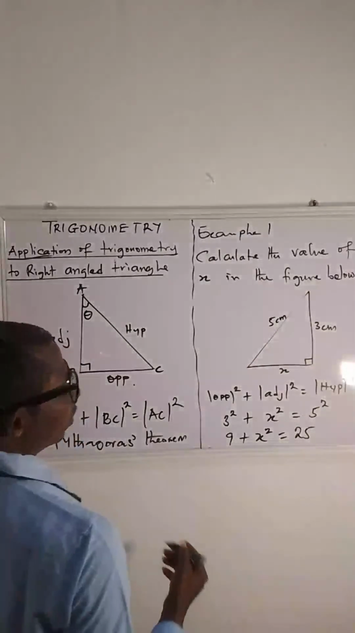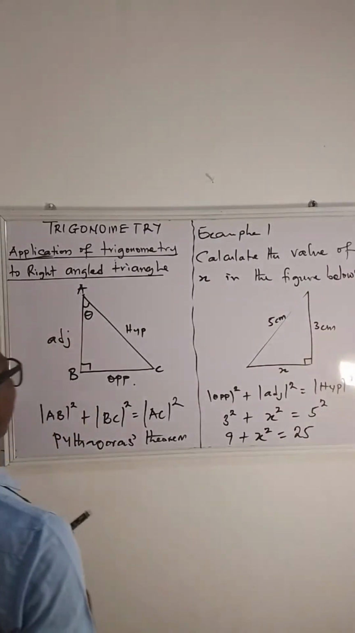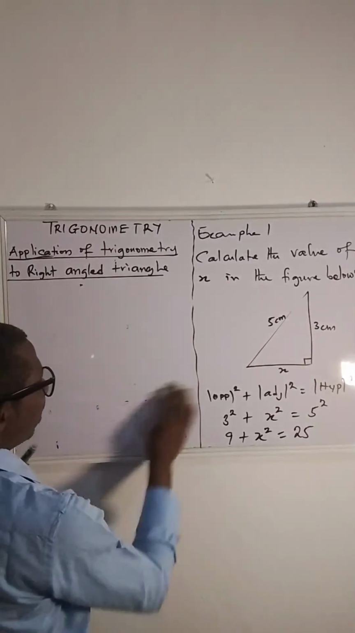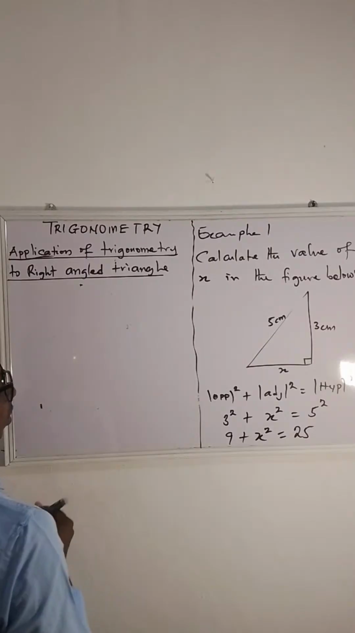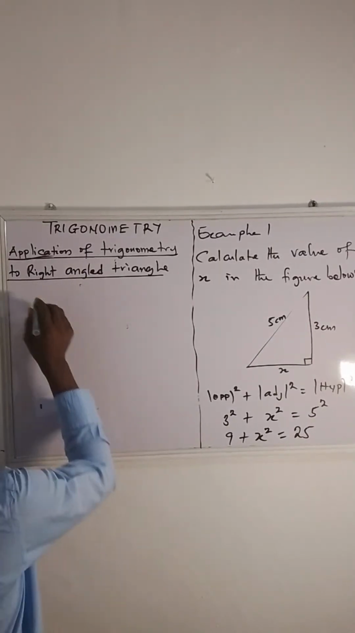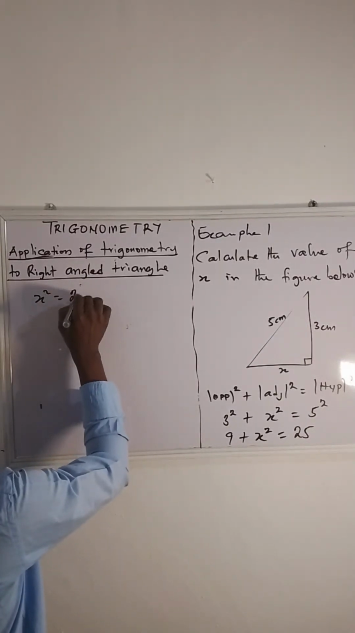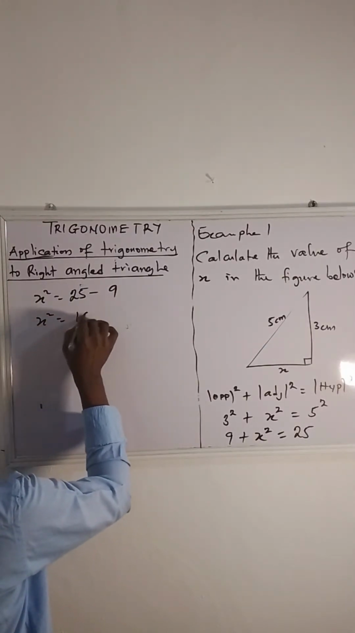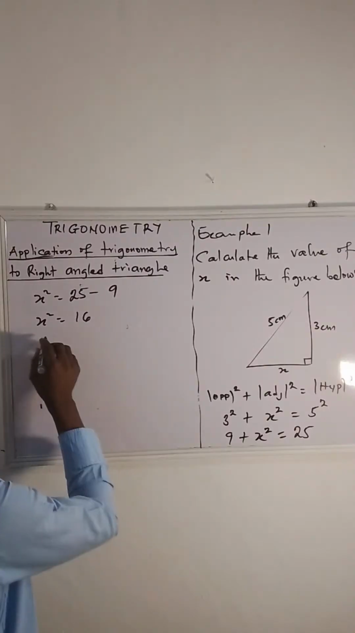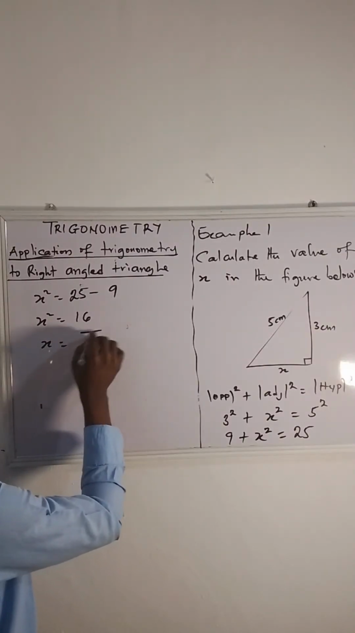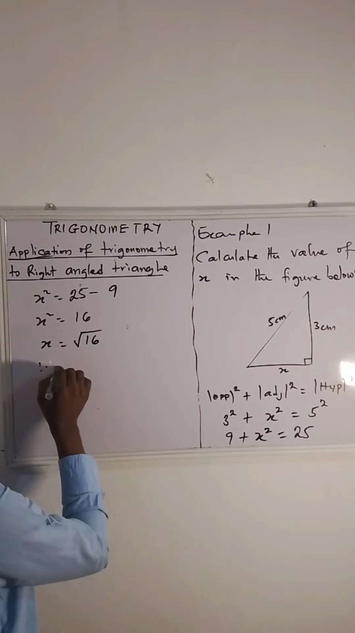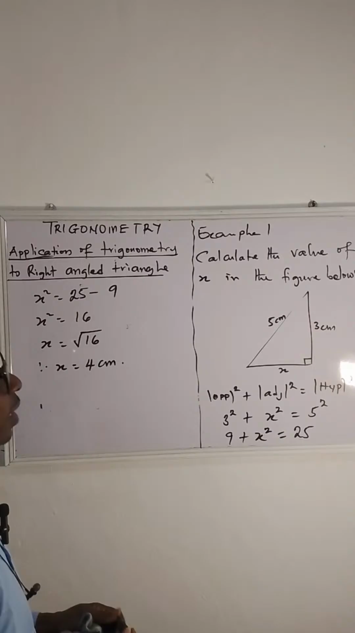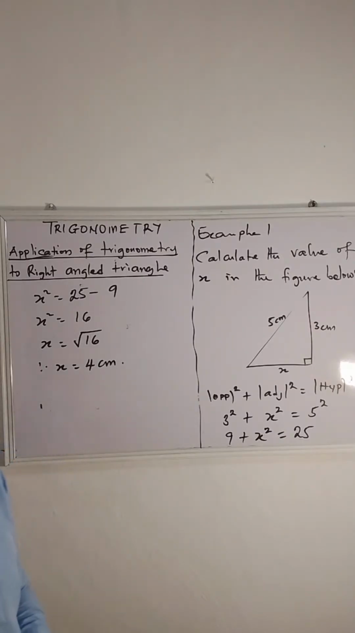Okay, all right, so here you can collect the like terms. Now let's transpose 9. So we have x squared equals 25 minus 9, so x squared equals 16. So x equals the square root of 16. Therefore x equals 4 centimeters. That means the side is 4 centimeters.